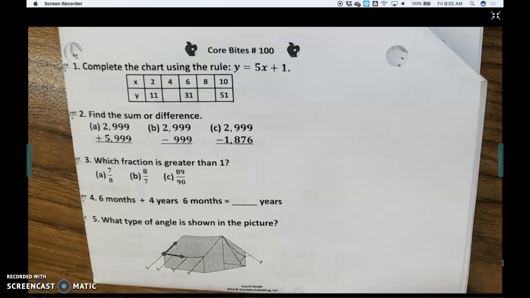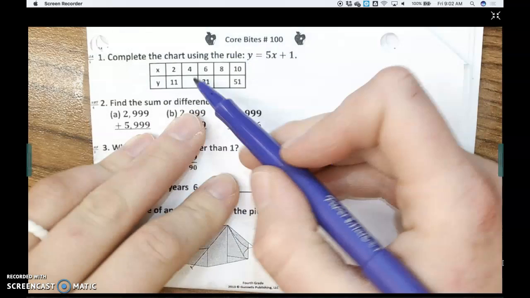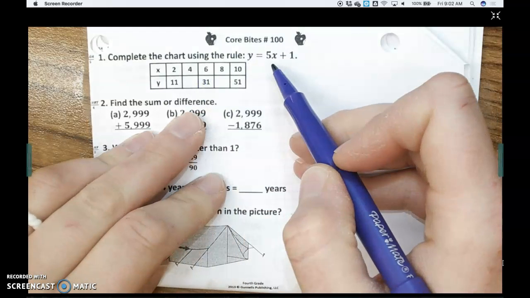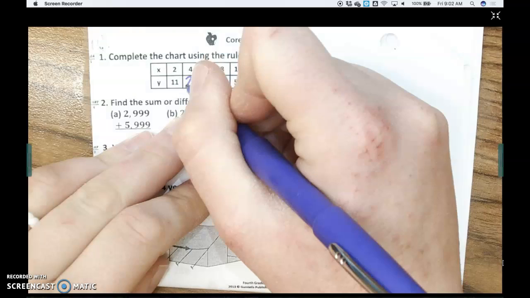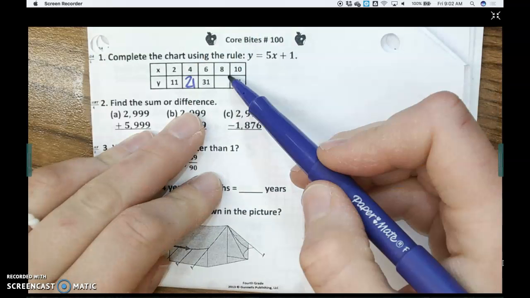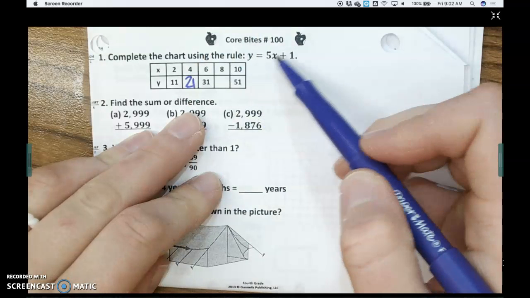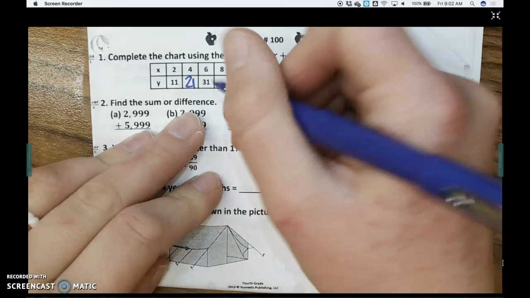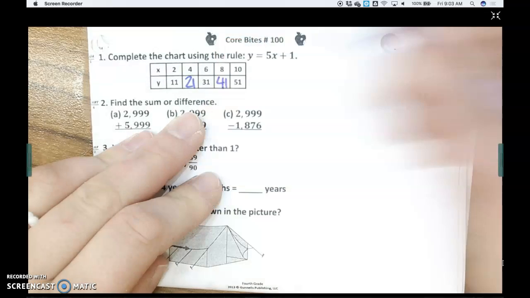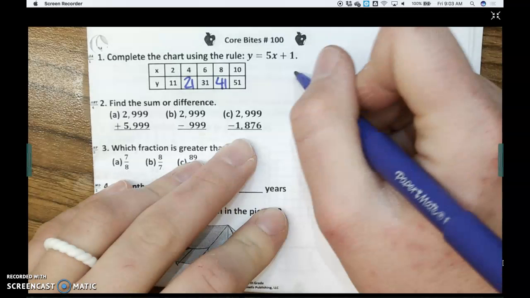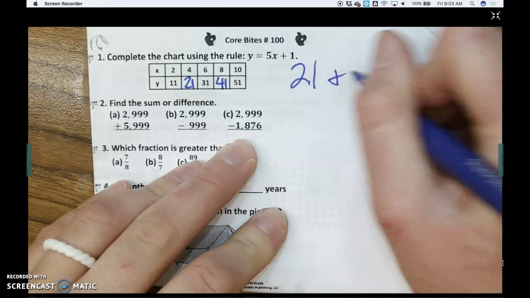All right, guys, so we're going to plug in the numbers, okay? So 4 times 5 is 20 plus 1 is 21. Okay? 8 times 5 is 40 plus 1, 41. Okay? So your answers are 21 and 41.